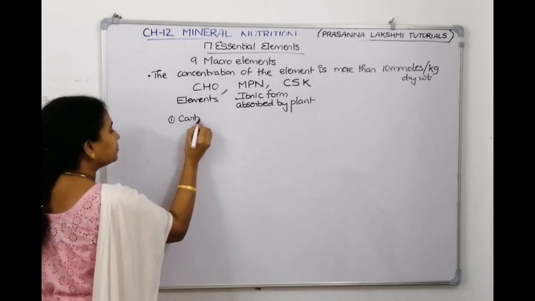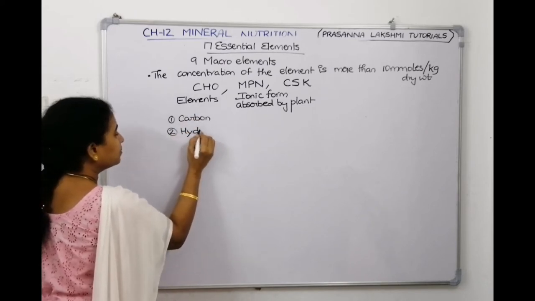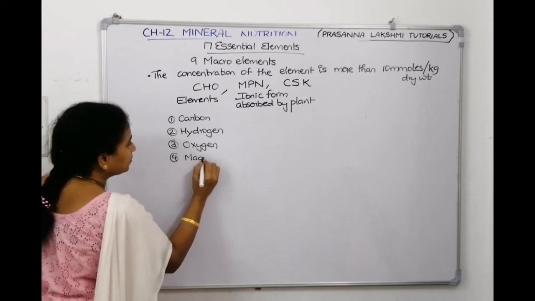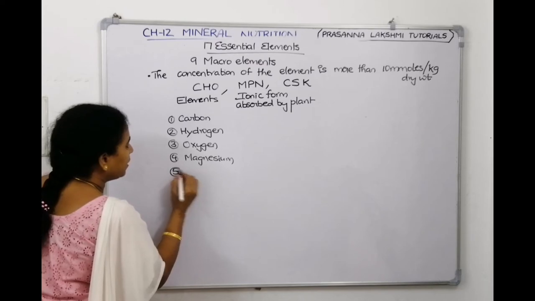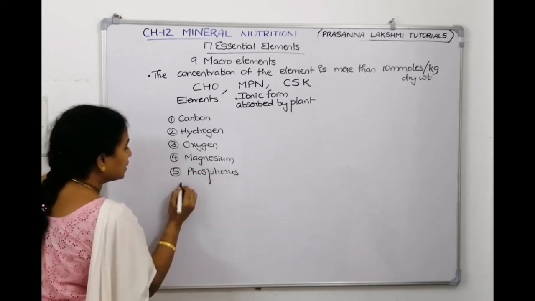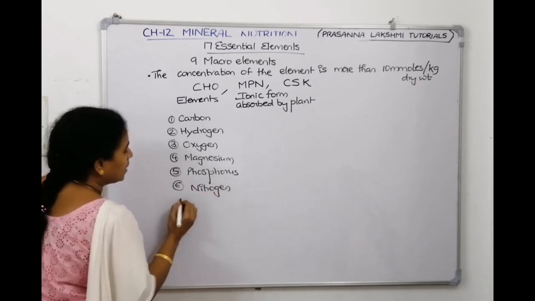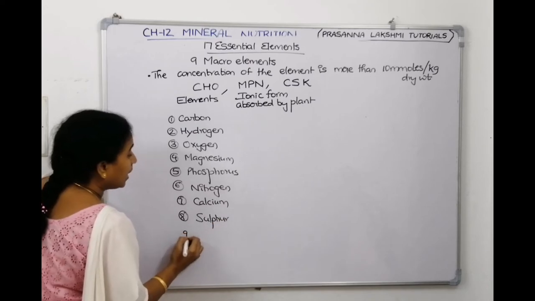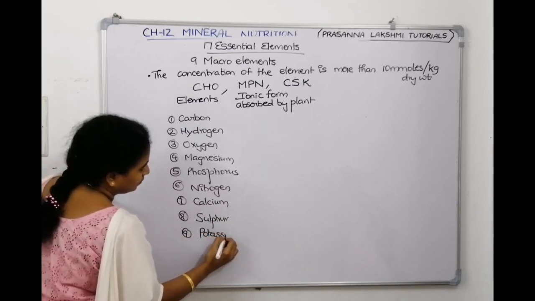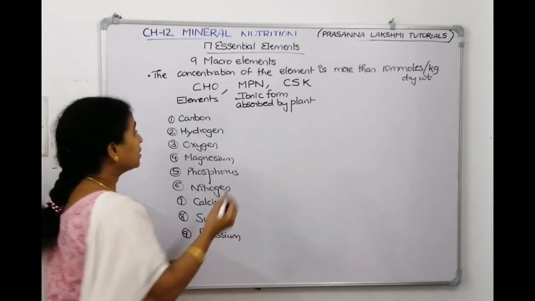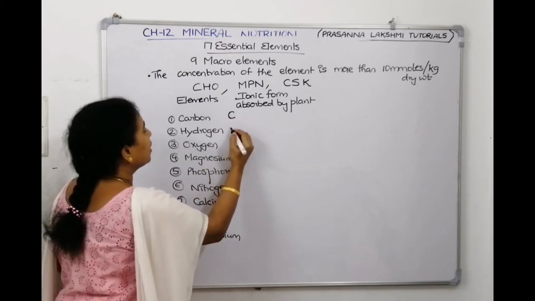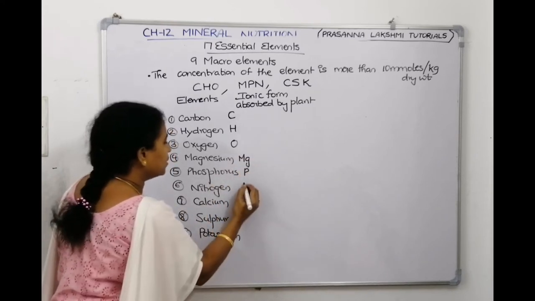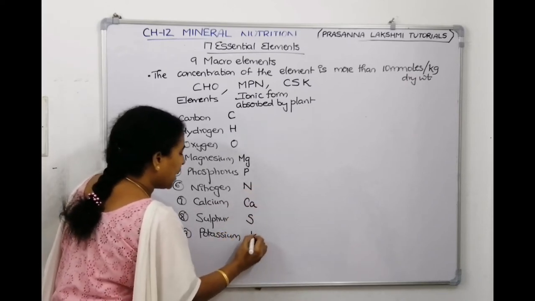The first one is carbon, CHO. The second is hydrogen, and the third is oxygen. The fourth is magnesium, the fifth is phosphorus, the sixth is nitrogen, the seventh is calcium, the eighth is sulfur, and the ninth is potassium. Now, the symbols: carbon is C, hydrogen is H, oxygen is O, magnesium is Mg, phosphorus is P, nitrogen is N, calcium is Ca, and S and K are the symbols for sulfur and potassium.